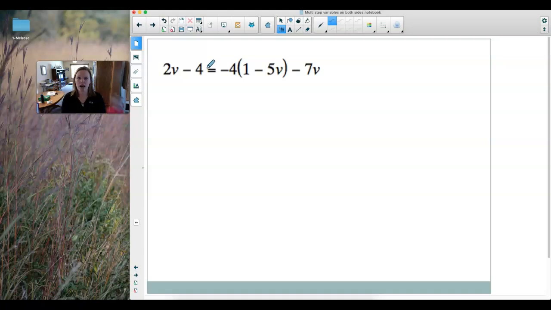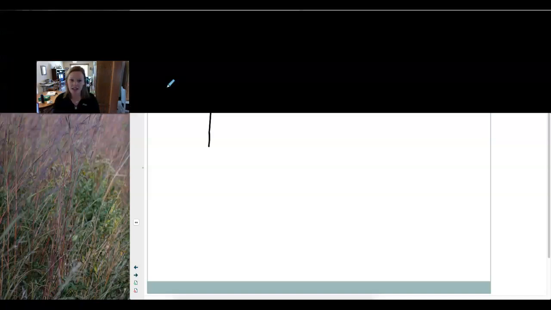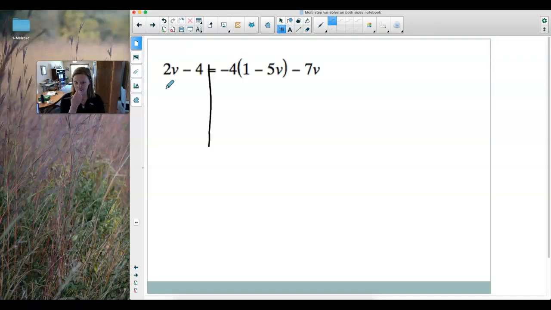The first one, always start by putting your line down the middle, right? We want to separate the two sides of the equation, okay? I look at the left-hand side of the equation and there's nothing that I can simplify. There's no parentheses, I can't combine anything. So I'm going to move to the right-hand side. I see parentheses and I know I need to do the distributive property. Okay, so the distributive property would tell me that I have negative 4 times a negative 5v would be positive 20v, and then minus 7v.